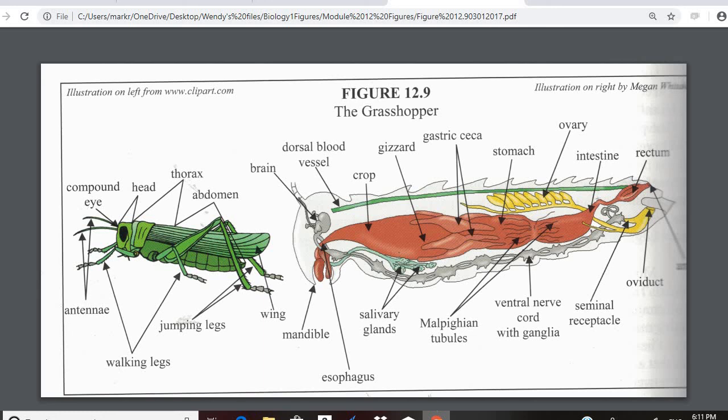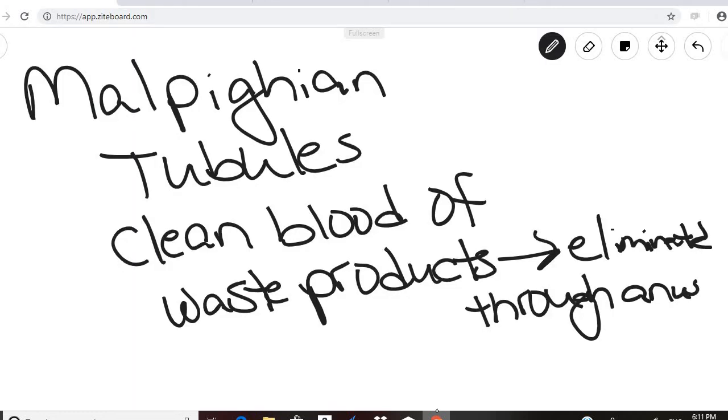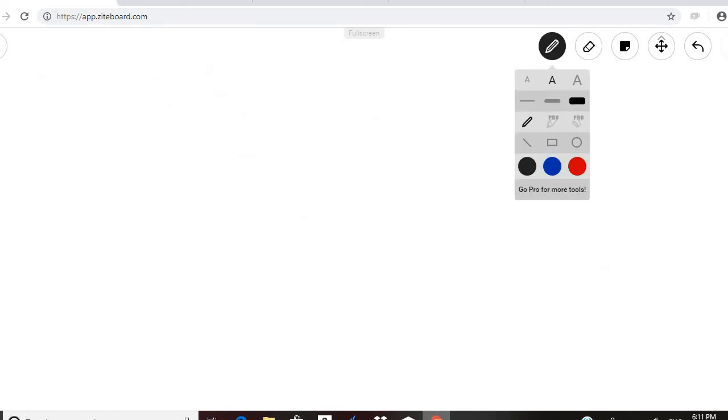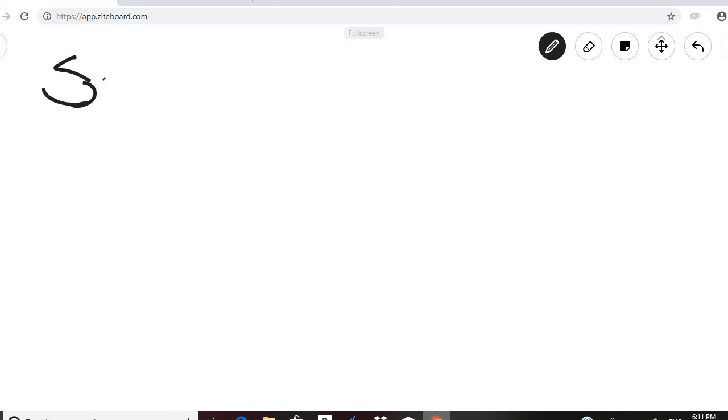Insects can have either simple or compound eyes, and it really depends on what they want those eyes to do.